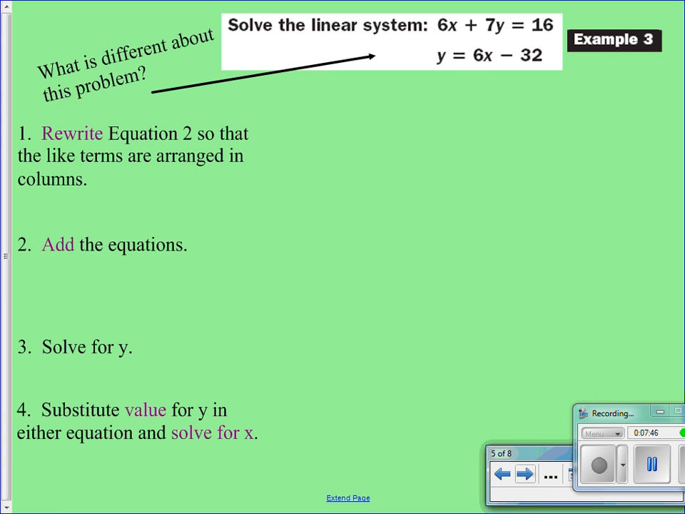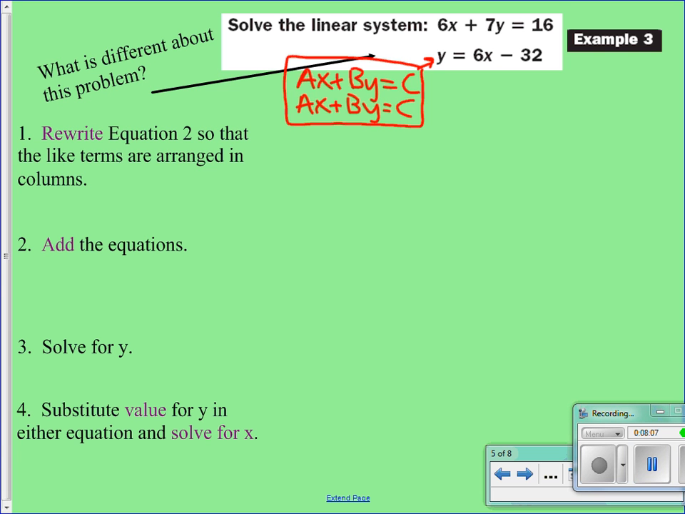Okay. Sometimes, though, they aren't going to be set up as pretty for you, but they were really, really easy when I had them set up x and y on the same side, lined up perfectly. So this is kind of what we're shooting for with elimination. So if you're looking at equation 2, that's not set up for elimination. So let's rewrite this. And to do that, I'm subtracting 6x on both sides. So my first equation, 6x plus 7y equals 16. And now my second equation, it's going to be -6x plus y equals -32.